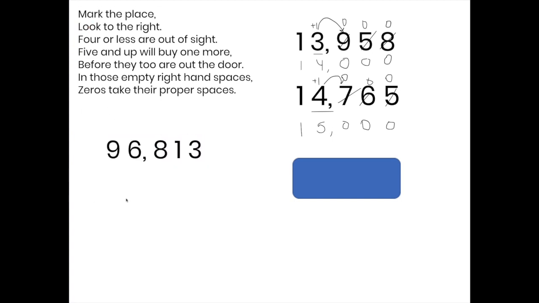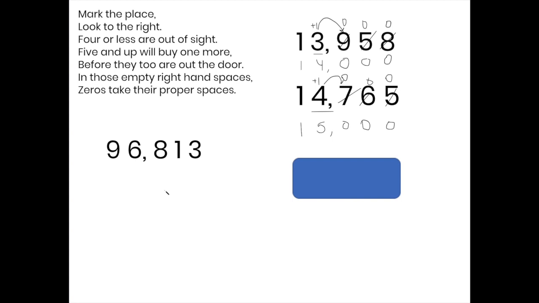Let's get a little bigger. 96,813. I want you to round this to the nearest hundreds place. Hundreds place. So determine which of these digits is in the hundreds place. Pause the video and go ahead and solve. Okay, now we're back and we're going to be checking our answer.